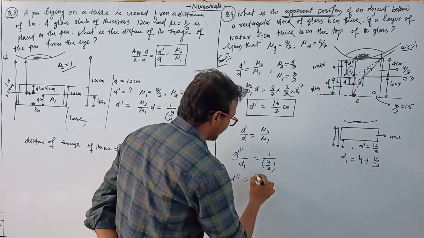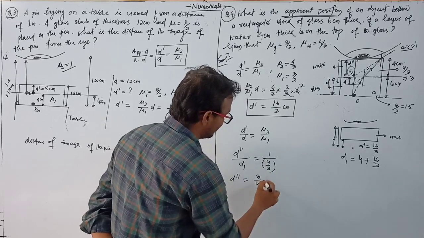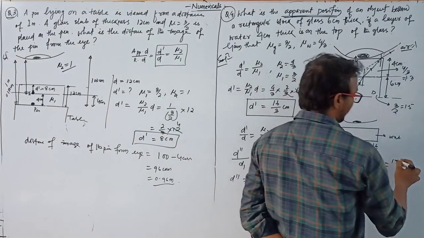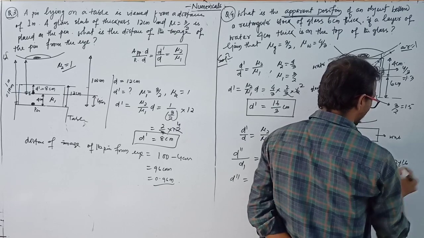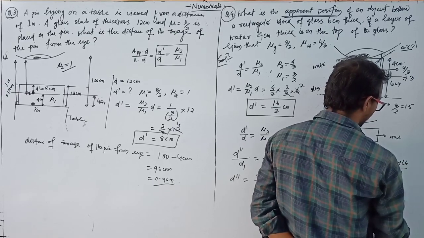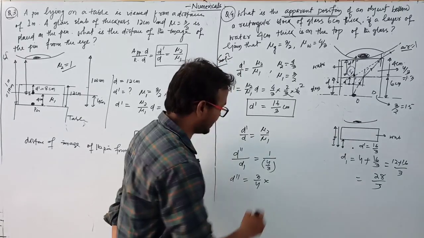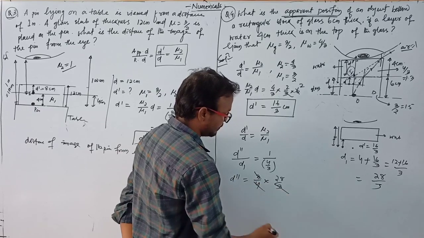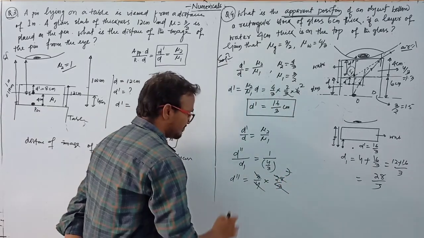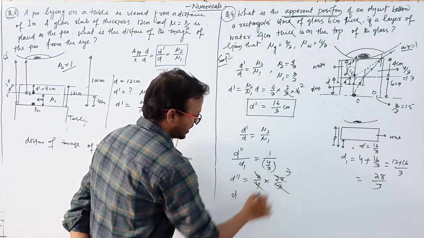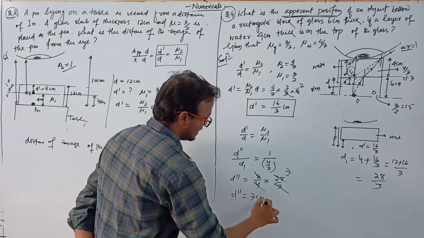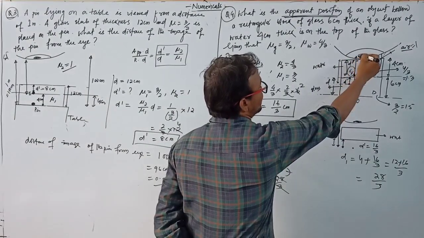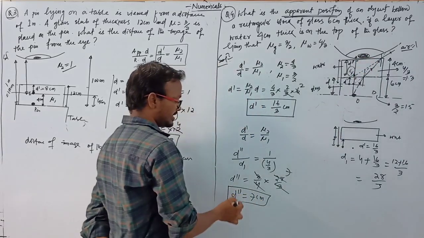d double dash equal to 3 by 4 into d1, and the value of d1 is 3 fours are 12 plus 16 by 3, which is equal to 112 divided by 3, 28 by 3. So here 28 by 3 and 3 cancel, 4 sevens are 28. Sorry, 28. d double dash equals 7 centimeter. This is the distance from the observer. If we observe from this point, then this is the apparent depth.